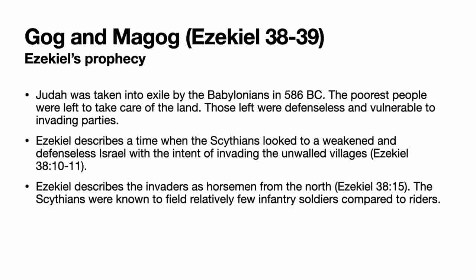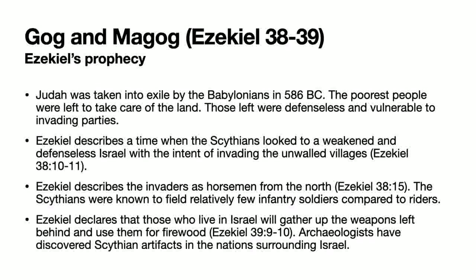Ezekiel describes these invaders as horsemen from the north. This is from Ezekiel 38, verse 15. Now, we know the Scythians were known to field relatively few infantry soldiers compared to riders. In other words, the Scythians were typically not looking to invade a nation and bring it under their control. They were simply looking to raid. They had raiding parties where they would attack defenseless people, carry off probably their women, cattle, gold, silver, anything else they could get their hands on.